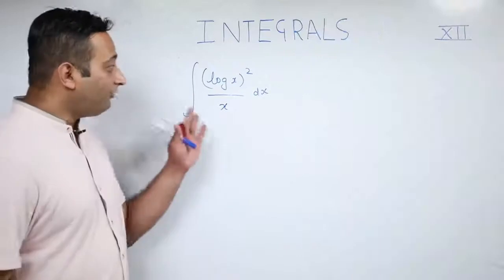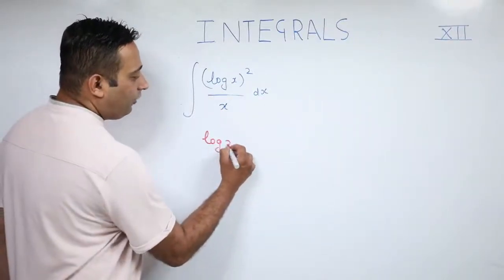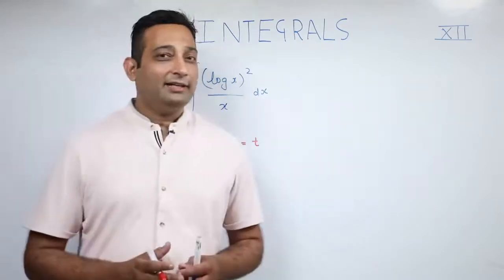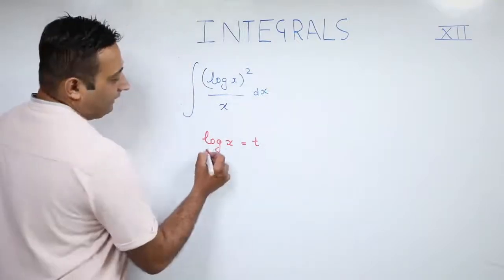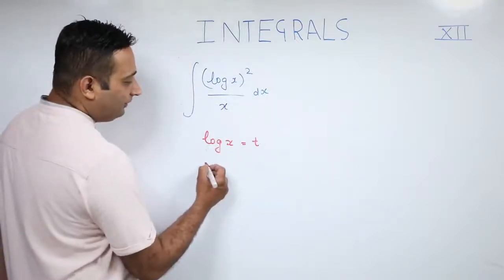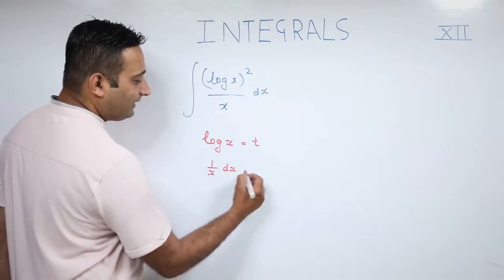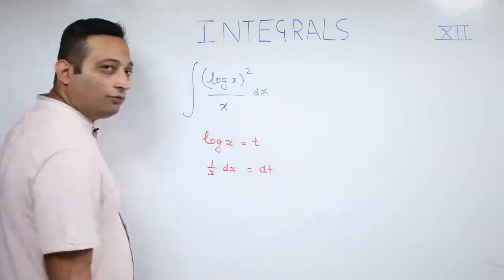In this question we have log of x whole square by x. In this we'll put log of x is equal to t. Now you can understand that it is very critical to know what we have to substitute. Now we have to find the derivative of this function. That log of x derivative is 1 by x, and we will write dx along with this, and derivative of t is 1, we will write dt along with this.